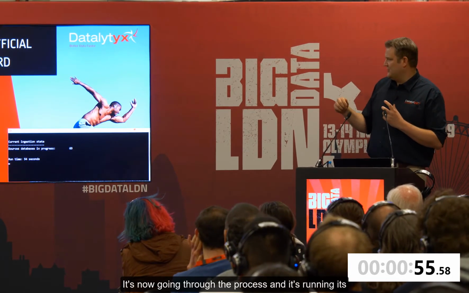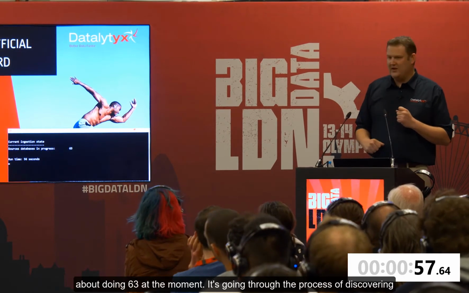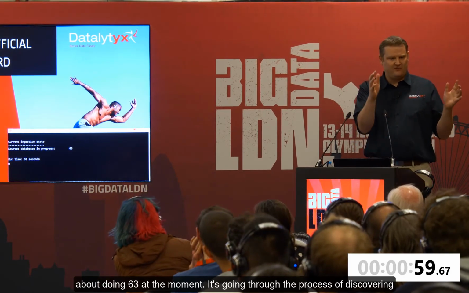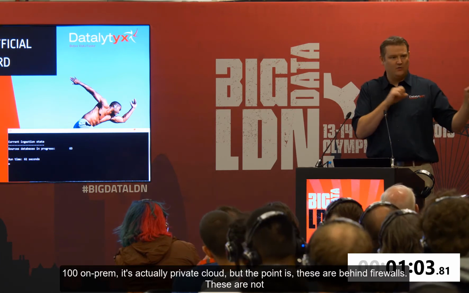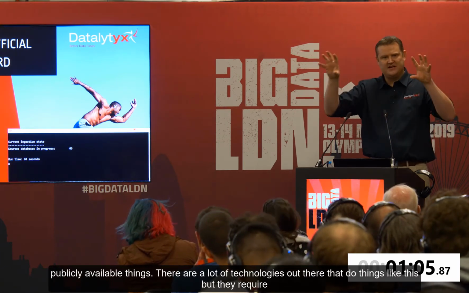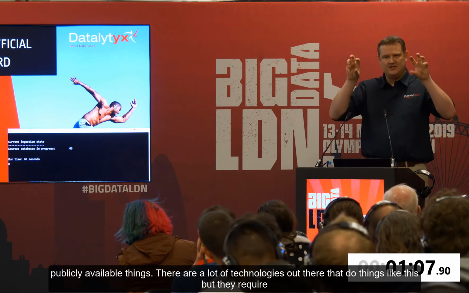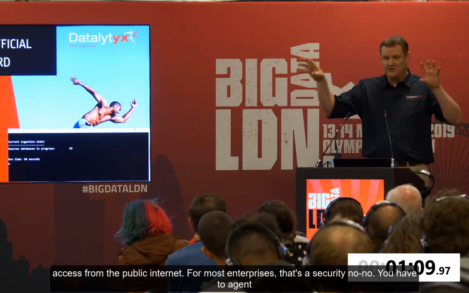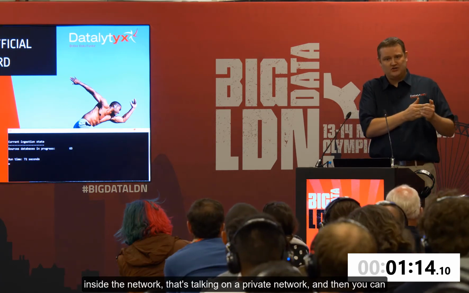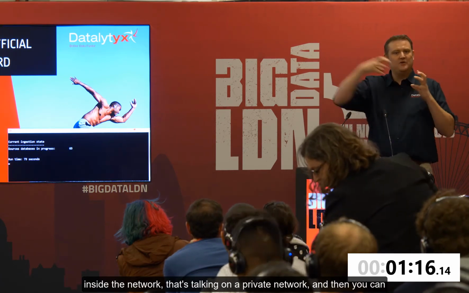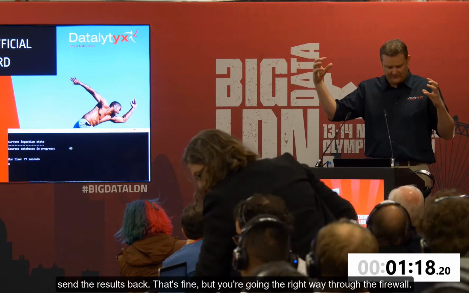It's now going through the process, and it's running, it's doing 63 at the moment. It's going through the process of discovering 100 on-prem, it's actually private cloud, but the point is these are behind firewalls. These are not publicly available things. There's a lot of technologies out there that do things like this, but they require access from the public internet. For most enterprises, that's a security no-no. You have to have an agent inside the network that's talking on a private network, and then you can send the results back, that's fine, but you're going the right way through the firewall.